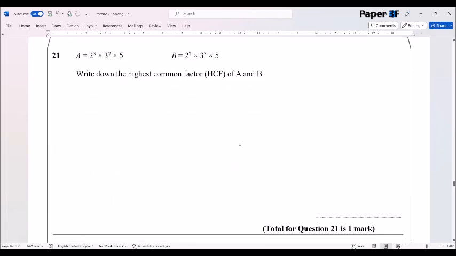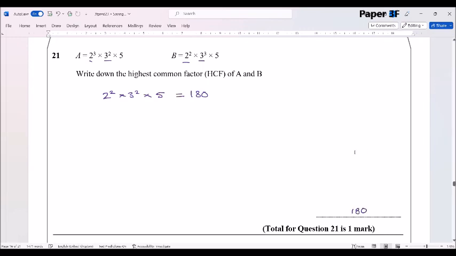Question number 21. Highest common factor of these two? Well, we're looking for the highest number of 2s, 3s, and 5s that are common to both. So that is going to be 2 squared times by 3 squared times by 5. You've got to look at what's common to both: it's 2 squared, 3 squared, and one 5. And when you multiply those together, you get 4 times by 9 times by 5, which is answer 180.